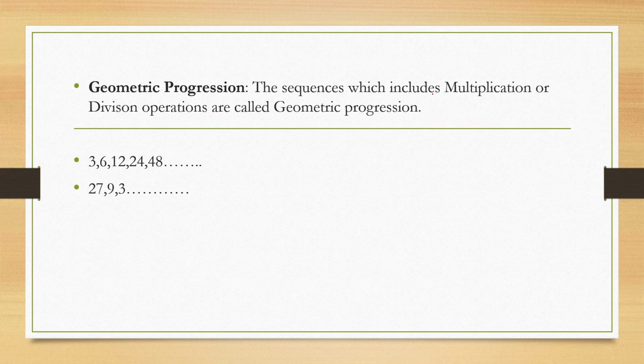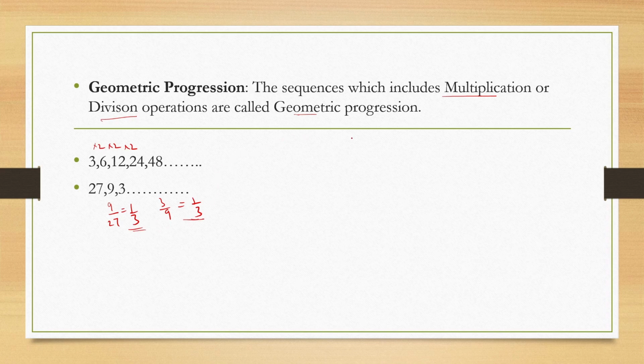Now we will see geometric progression. The sequences which include multiplication and division operations are called geometric progression. If you see here, multiply by 2, multiply by 2, multiply by 2, so this is a multiplication pattern, and this is a division pattern. 9 by 27 is 1 by 3, 3 by 9 is 1 by 3. So all have the same constant value.